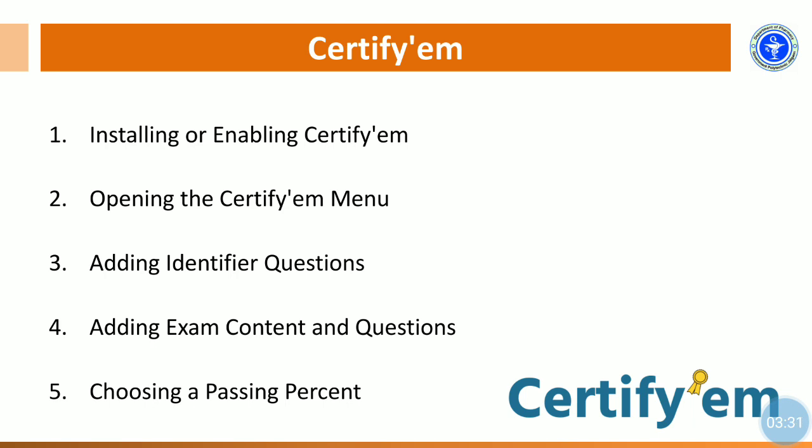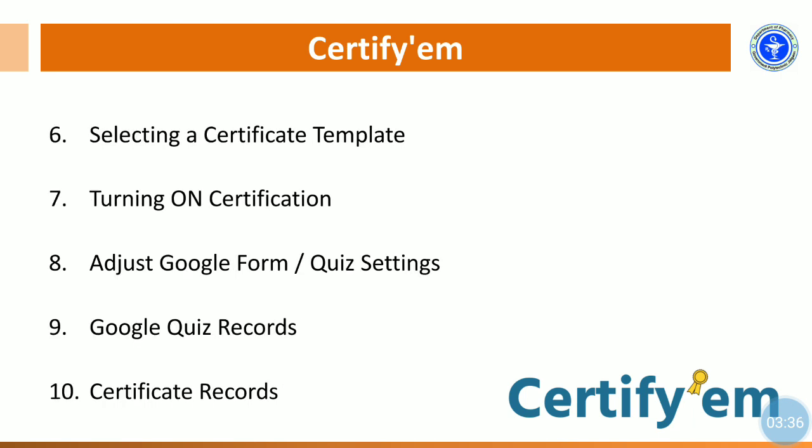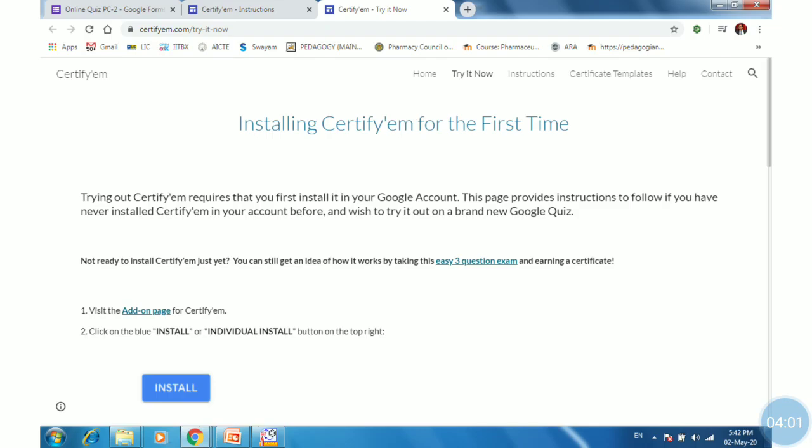Then there is an option for the teachers to choose a passing percentage. Then you have to select a certificate template. Then turn on the certification. Then you can adjust the Google Form or quiz settings. You can get the quiz record from the response sheet, or you can see the certificate records in Certify'M. So let's see how to install Certify'M.